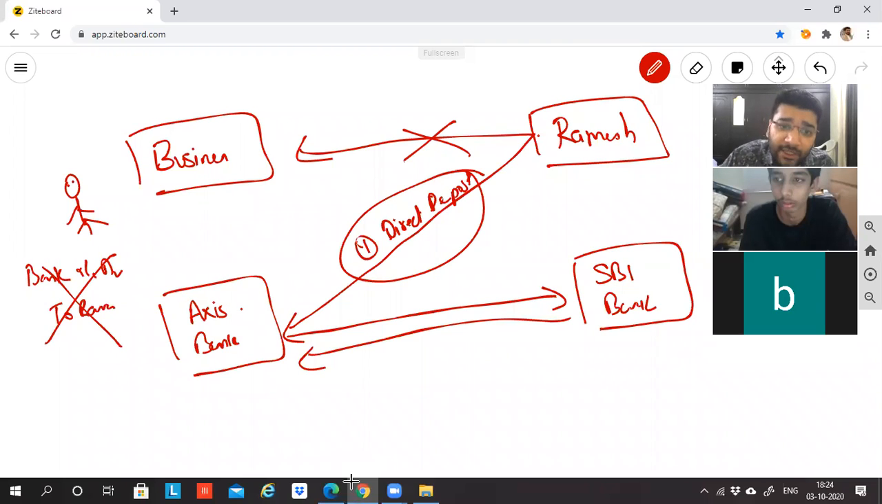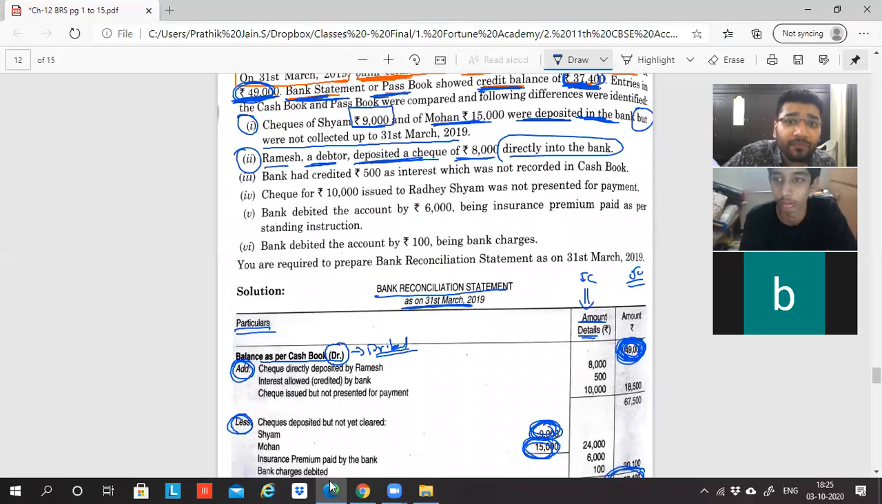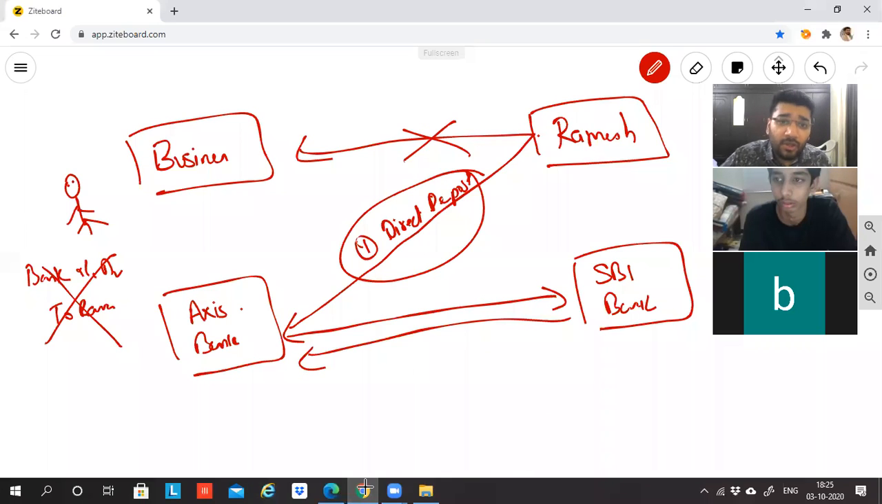So what happens? Ramesh went to the bank and deposited the money directly. Axis Bank took that check and went to SBI, collected the money and came back. Which means in the Axis Bank account, the money is credited, the money is deposited. Let's say the money value is 8,000 rupees. So 8,000 rupees has come to the bank account of the account holder. Now, same hands.